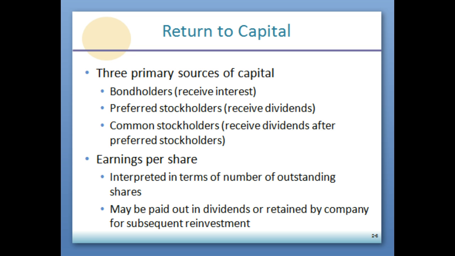Net income is converted from an aggregate value to an earnings per share value by dividing net income by the number of shares of outstanding stock. The EPS is a measurement of the return available to providers of equity capital to the firm. The return to the providers of debt capital, interest, appears earlier in the income statement as a tax-deductible expense.